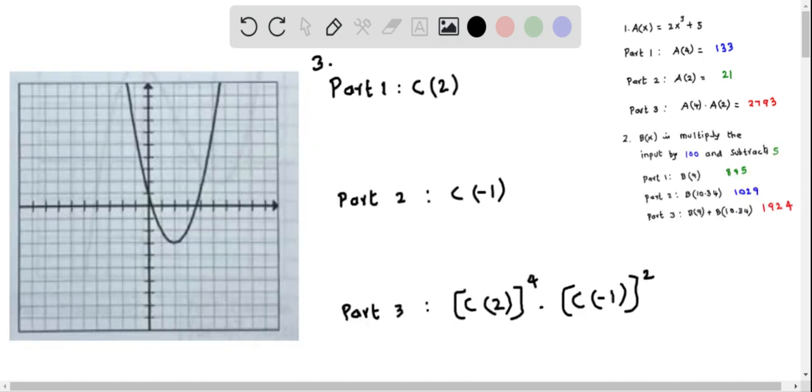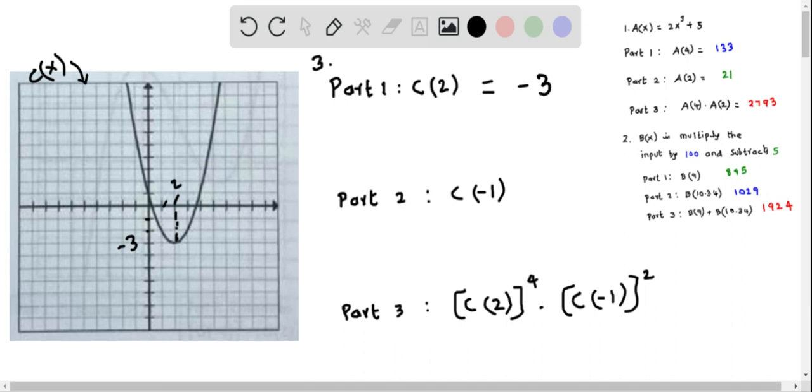Let's answer exercise 3. In part 1, we have to determine c of 2. Here we can utilize the graph of the function c of x. This is the graph of c of x. So we determine c of 2, that is when x equals 2. This is x equals 1 and x equals 2. So the corresponding function value is this: -1, -2, and -3. So c of 2 equals -3.